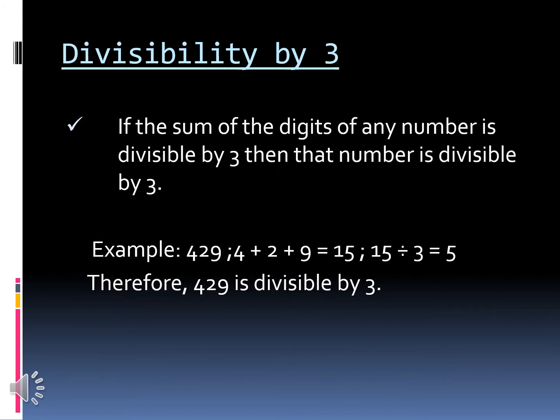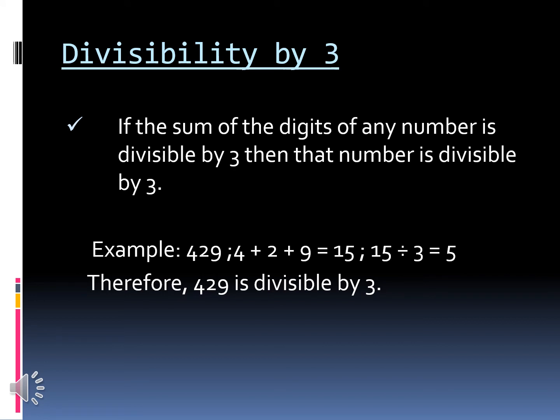Next is the divisibility test of 3. So how are we going to do this? We need to find out the sum of the digits, right? If the sum of digits of a number is divisible by 3, then the complete number is divisible by 3.